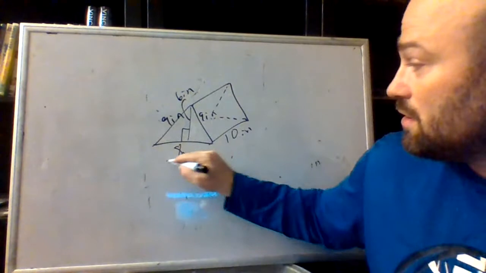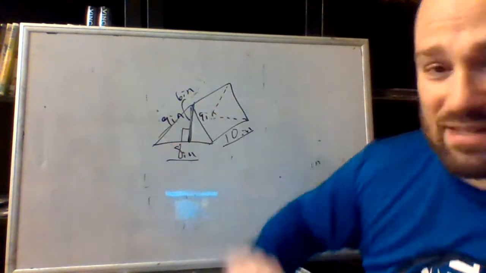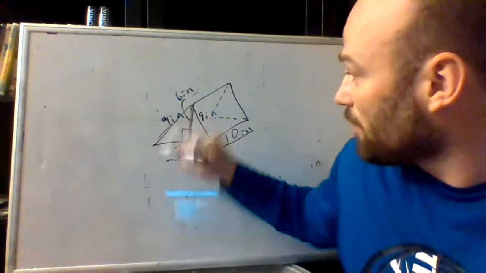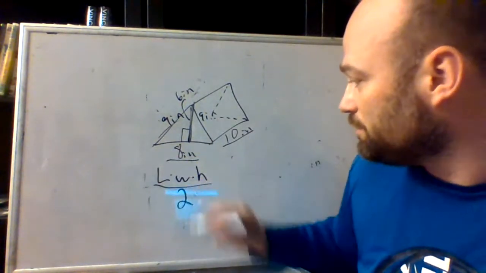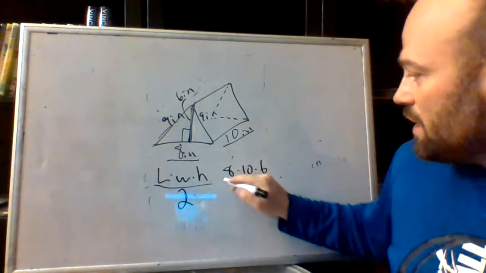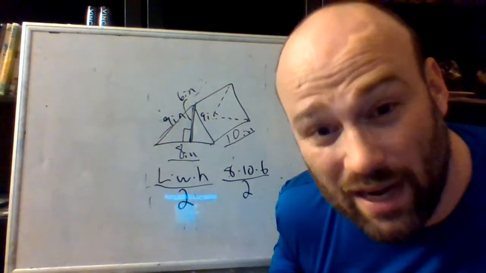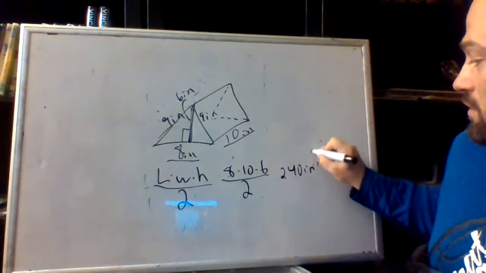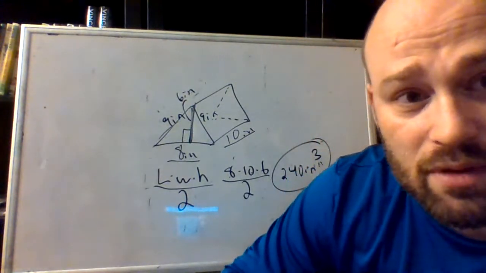So length, width, and remember, it has to be the actual height of the figure. This 9 slant height is not what we want on this one. So the slant height is not what we want. We want the height there. So length times width times height divided by 2. And so we get 8 times 10 times 6, and then divided by 2. So 8 times 10 is 80. 80 times 6 is 480. 480 divided by 2 is 240 inches cubed. Okay. So 240 inches cubed is what we have there.